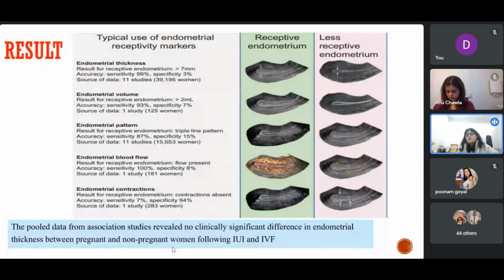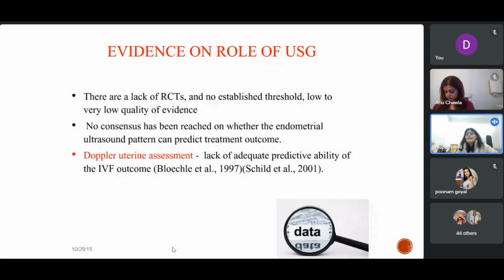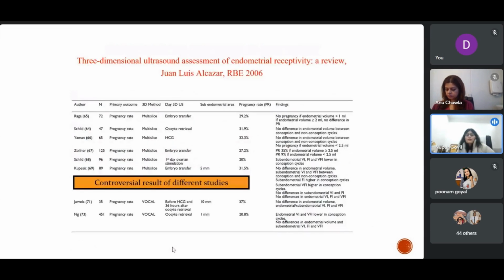Actually, there needs to be a clear-cut cutoff for that, and there should be an algorithm on what parameters we are going to study, and more studies are required to clearly point to ultrasound as a marker for endometrial receptivity. So there is a lack of RCTs, no established threshold, and the quality of evidence is low to very low, and no consensus could be reached based on endometrial pattern to predict the outcomes. Similarly, with Doppler uterine assessment also, there was a lack of adequate predictive ability for the IVF outcome.